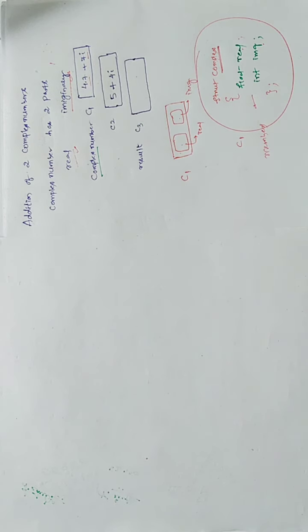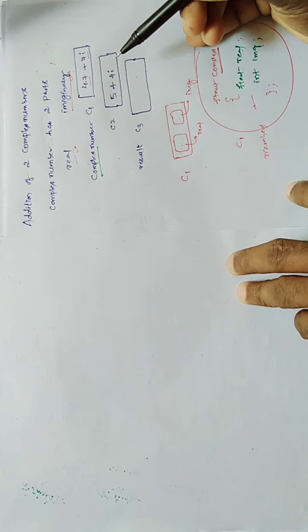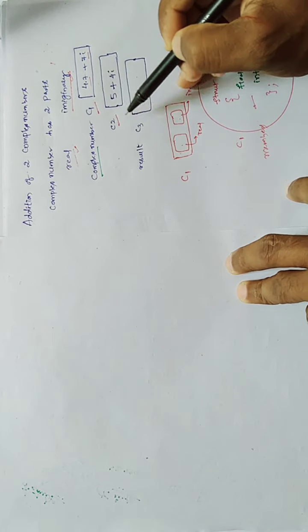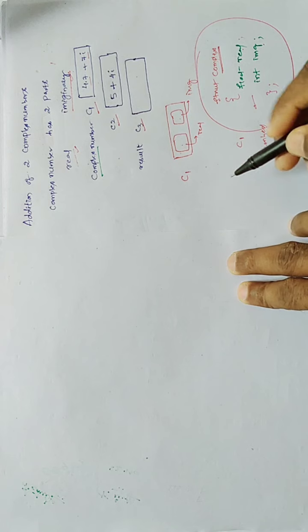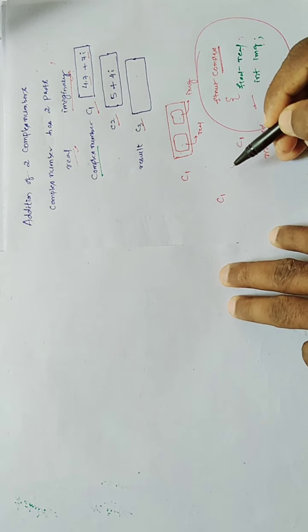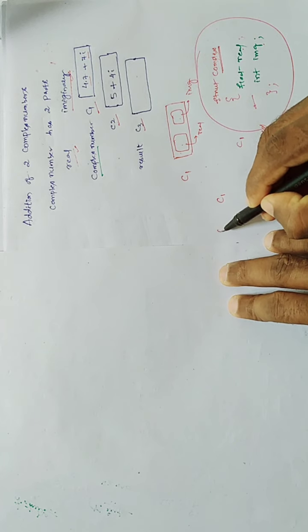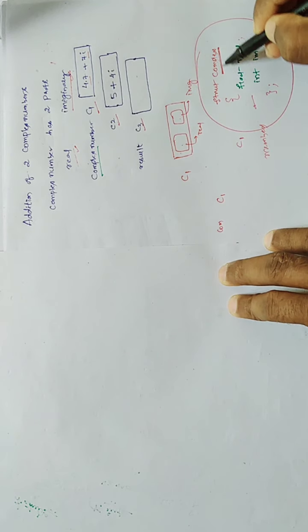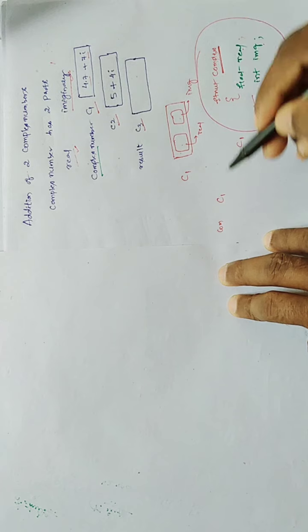So the data type is created, but that doesn't mean memory is created. Memory will be created only when variables are declared. So in this, I am interested in taking the variables C1, C2, C3. Now how to do this? C1 is a variable which should be of what type? Just now we declared: complex itself is a data type.